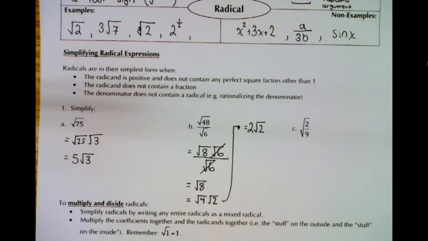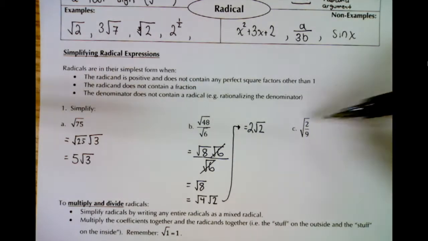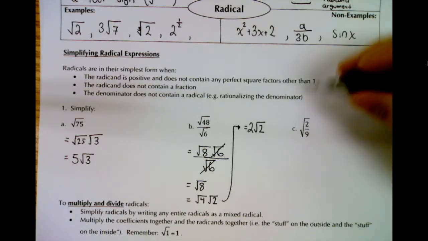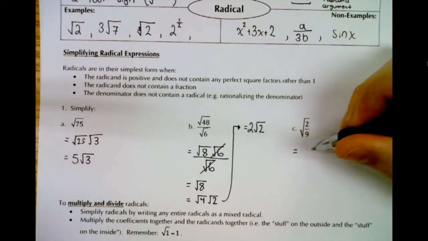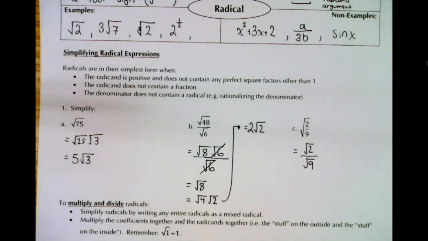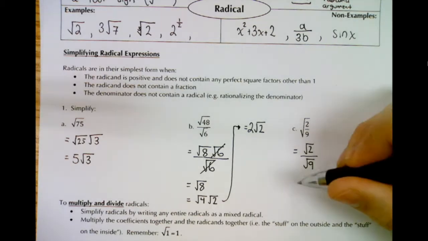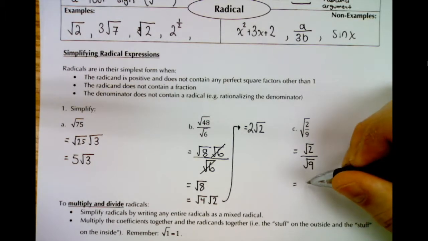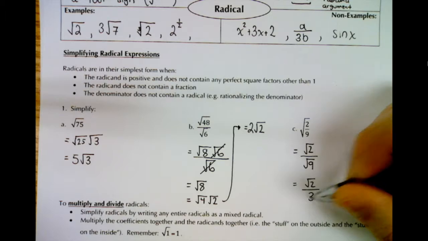And C, if you have the square root of a fraction, you can change that into the square root of 2 divided by the square root of 9. It's like if you had 2 over 9 squared. You would square the 2 and square the 9 to simplify it. Same with square root. Okay? And you can actually take the square root of 9, which is 3. So we're left with root 2 over 3.